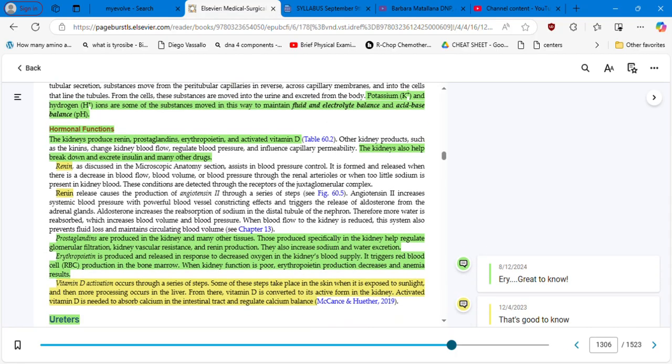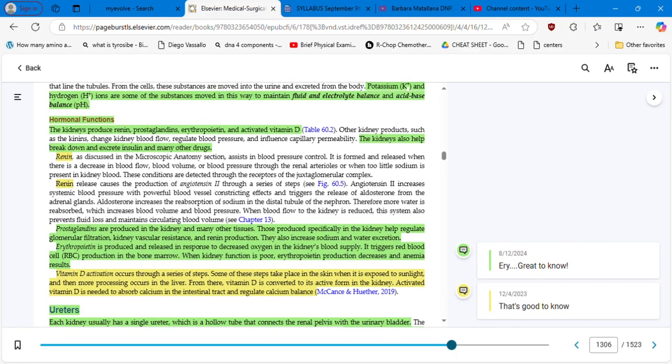Hormonal functions: the kidney produces renin. We know that renin helps to control the balance of low blood circulation or low blood pressure. Prostaglandins, erythropoietin, and activated vitamin D. Those are the hormones, right? So the kidneys produce renin, prostaglandins, erythropoietin, and activated vitamin D. I really want you to know also the definitions of those. It's very important. The kidneys also help break down and excrete insulin and many other drugs.